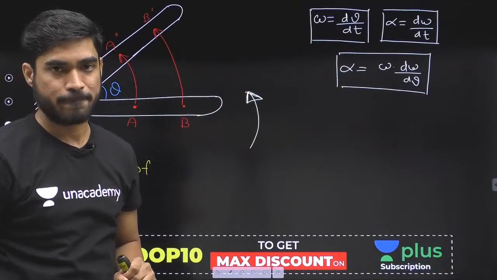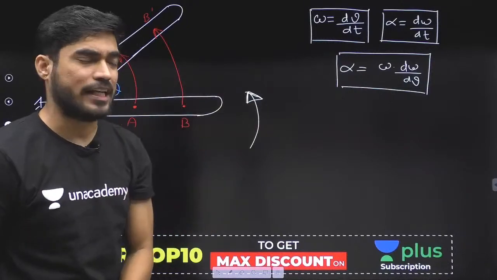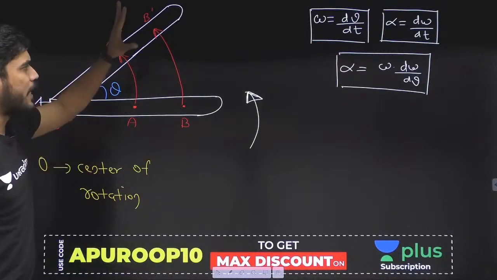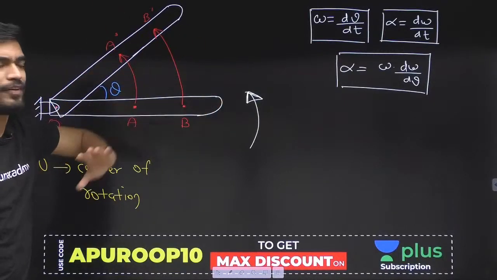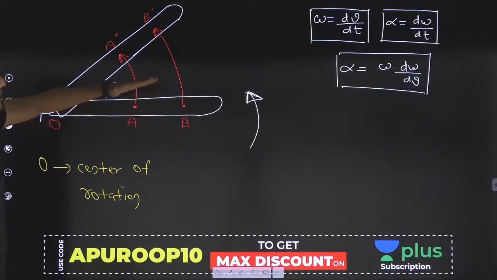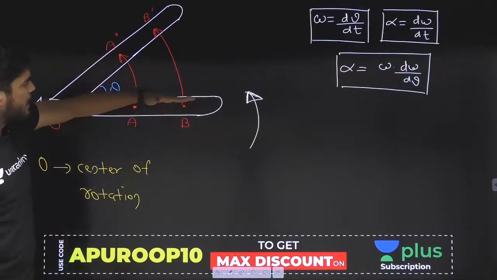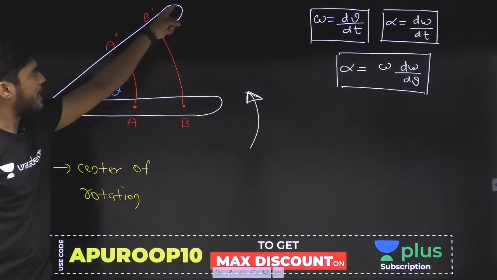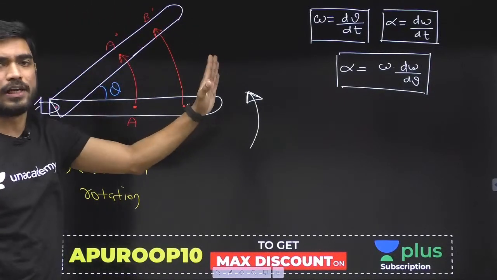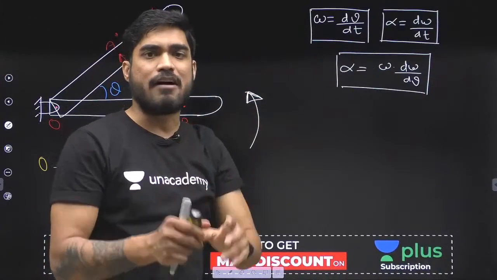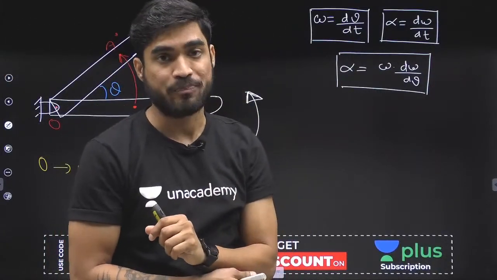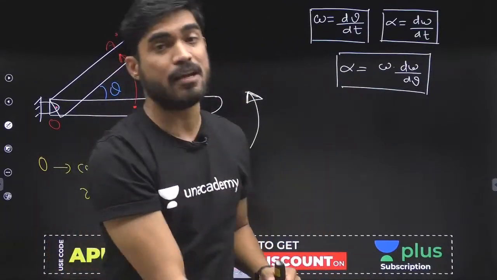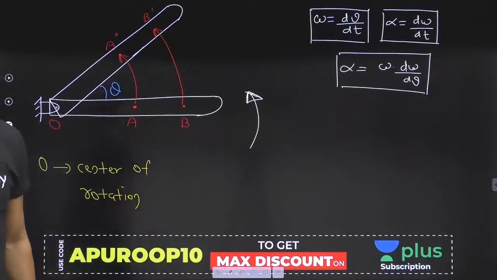This was the relation between angular motion variables, right? Now angular motion variables of all the particles will be the same. Theta, omega, alpha will be the same for every particle. Look at this. A is rotated by theta angle, so B is also rotated by theta angle. If you consider another point C, that will also be rotated by theta angle only. So theta, omega and alpha for all particles are the same. So angular motion variables are the same for every particle, but linear motion variables are not the same for every particle.